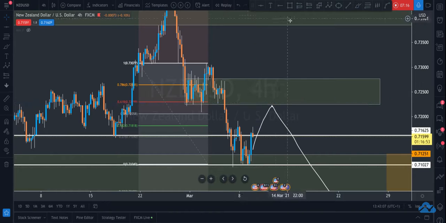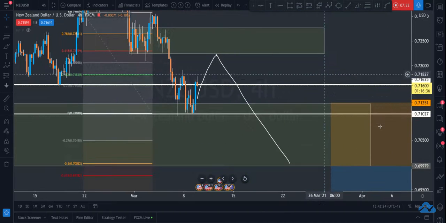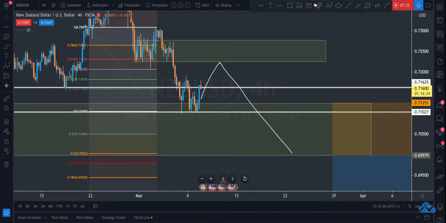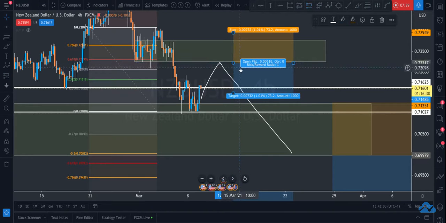But anyway, let's wait for the price to go up, retest the structure, which is also the 61.8, so a very, very good level to trade. Retest this structure, and here we can go short. What about stop loss and take profit? So here is the entry.